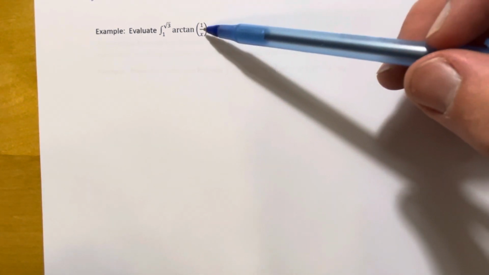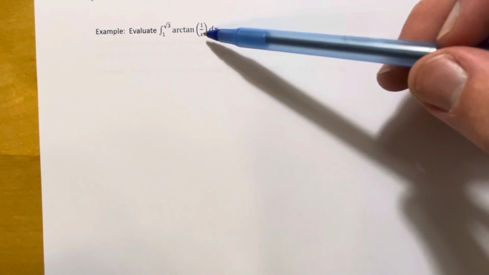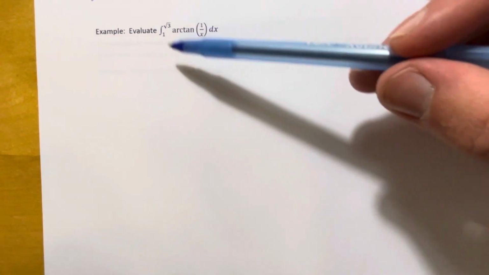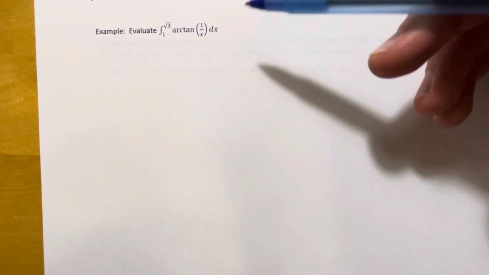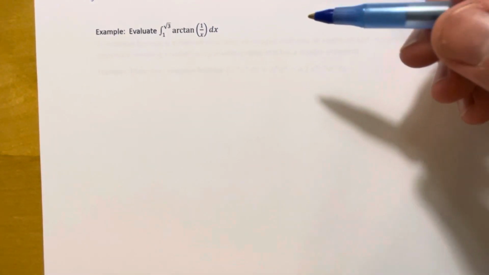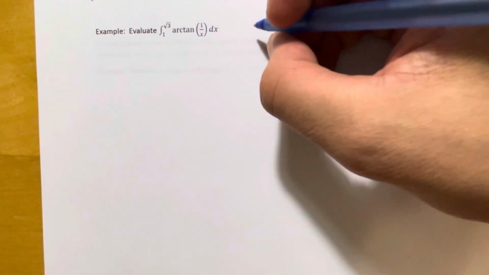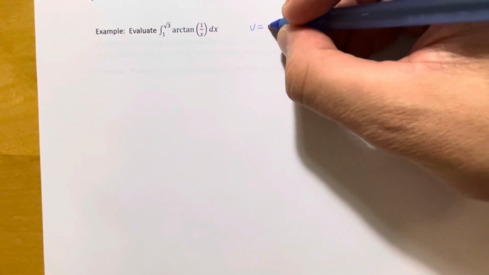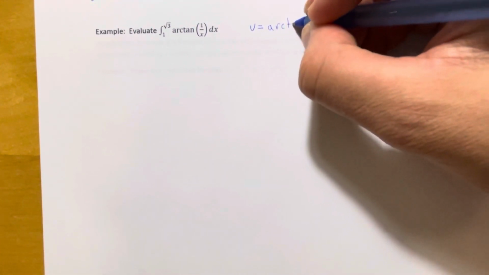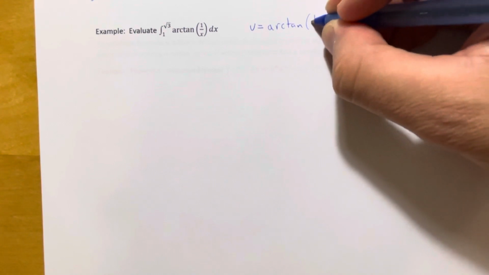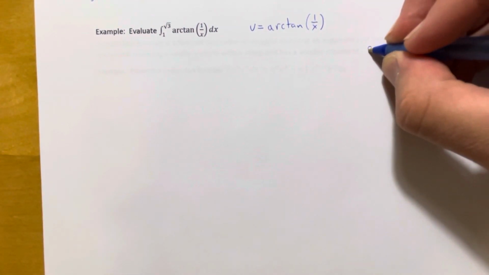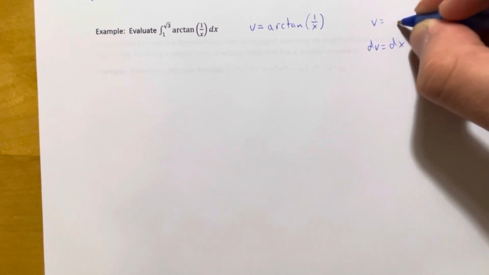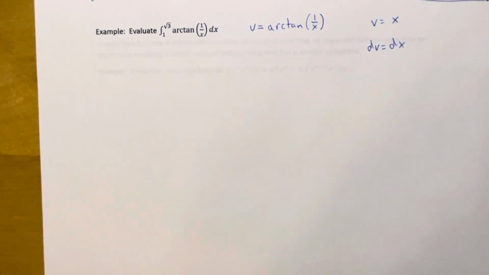Oftentimes, u substitutions are helpful with composite functions. We tend to let u be the thing on the inside here. But you're going to find that if you do that, it doesn't make this any easier. So we're not going to try a direct u substitution. Instead, let's try what we did when we had the natural log function. And let's let u be the entire integrand, arctan of 1 over x, in which case dv will just be the dx here. V would then be x, but what is du?